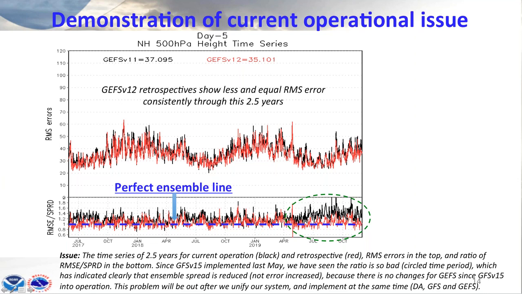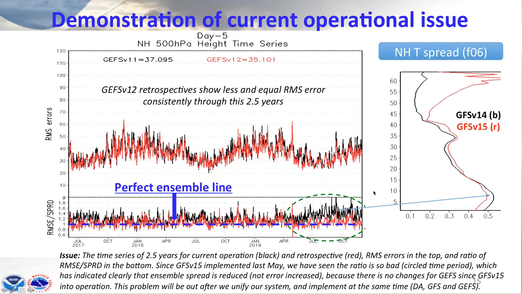We moved to the F3 GFS, but the ensemble we did not change. The operation does not allow us to make the change. Okay, anyway, this kind of problem over here. See what is the difference?